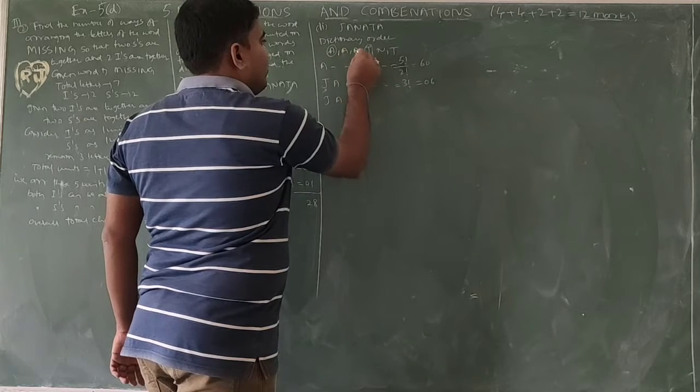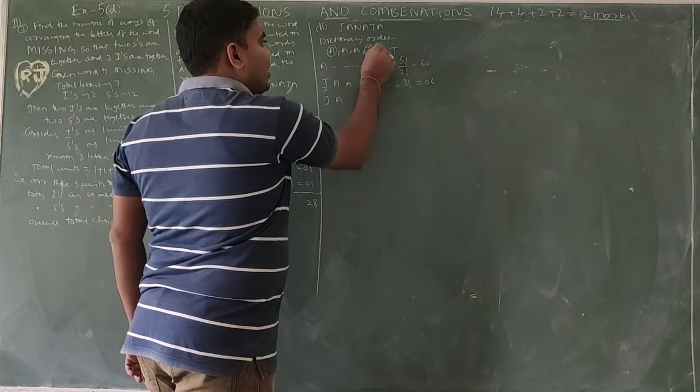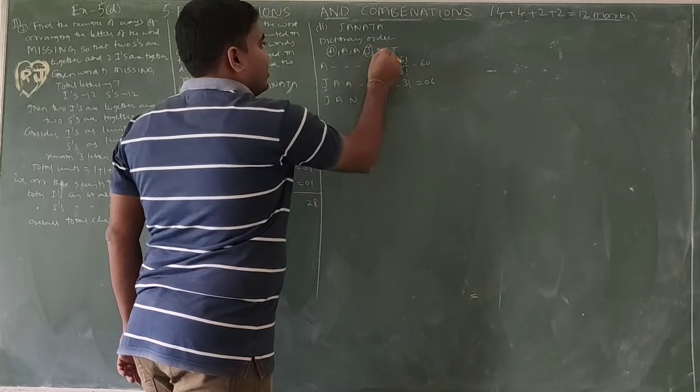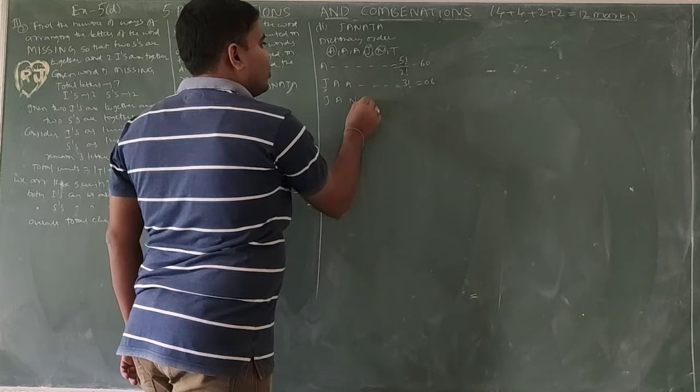After A, we need to take this A, but this is also J A. So other than this, next going for N. So the third letter is N. So we are fixing the fourth letter.